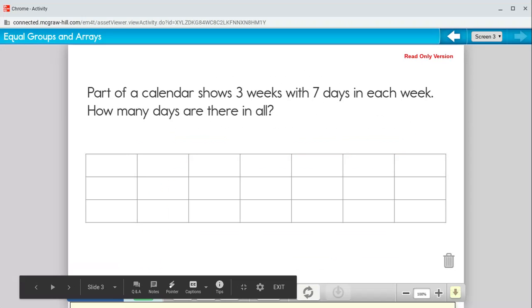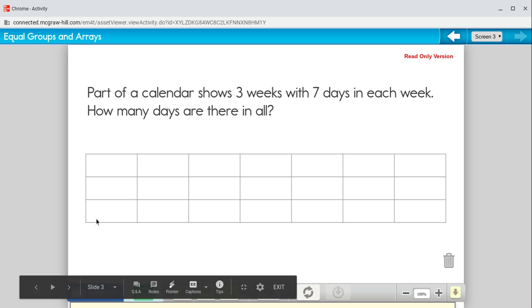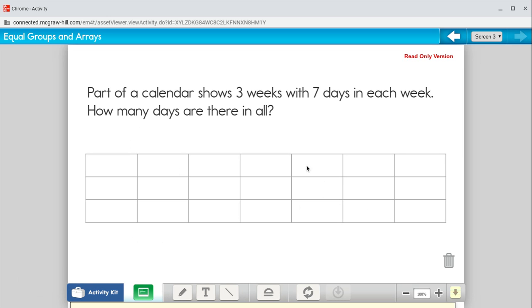Let's try our last one. Part of a calendar shows 3 weeks with 7 days in each week. How many days are there in all? Okay, so here's our calendar. Here is week 1, week 2, and week 3. And each of these weeks has 7 days in them, right? Monday, Tuesday, Wednesday, Thursday, Friday, Saturday, Sunday. Another week and another week. So how many days are there in 3 weeks?